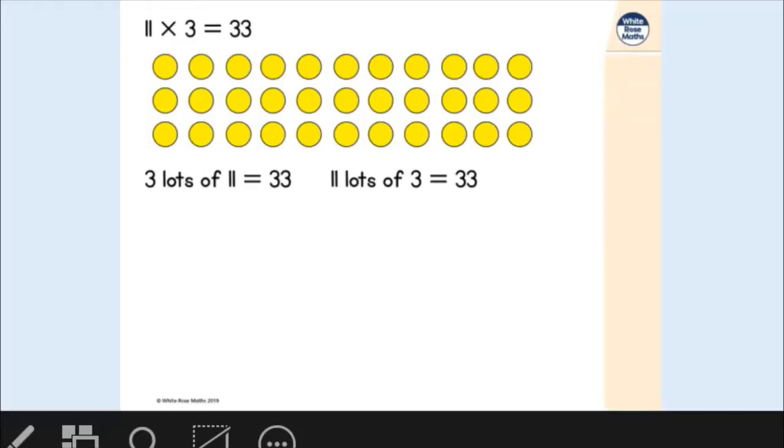It's really important, whether we're dealing with the 3 times table or any other multiplication table, that we've got an understanding that that's what it means. 11 lots of 3, 3 lots of 11.